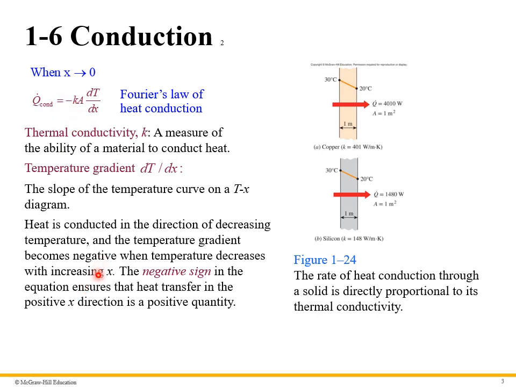Since heat is conducted in the direction of decreasing temperature, in other words, from hot to cold, the temperature gradient becomes negative when the temperature decreases with increasing x. So this negative sign ensures that the heat transfer in the positive direction is a positive quantity, if that sort of makes sense, like the diagram we have here.